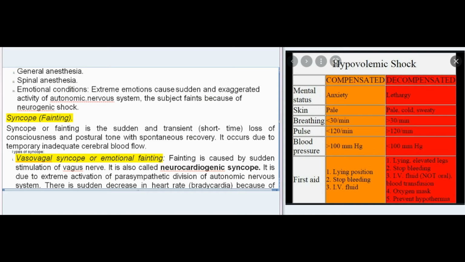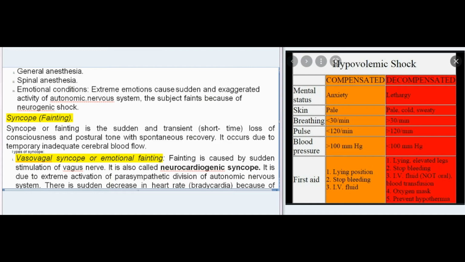It is due to extreme activation of parasympathetic division of autonomic nervous system. There is sudden decrease in heart rate, bradycardia, because of inhibition of myocardium by vagus. At the same time, the blood pressure also decreases, hypotension, due to severe vasodilatation by the parasympathetic nerve fibers, Fig 116.5.